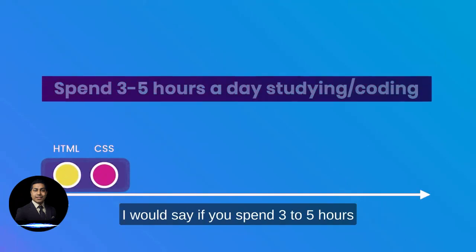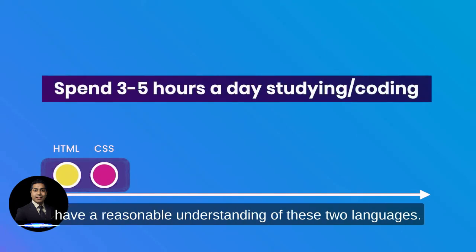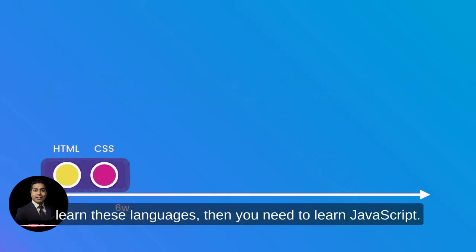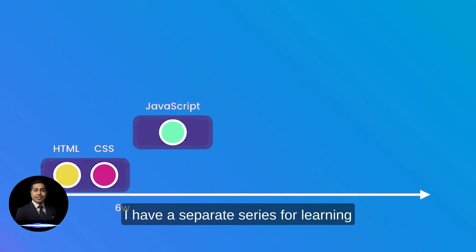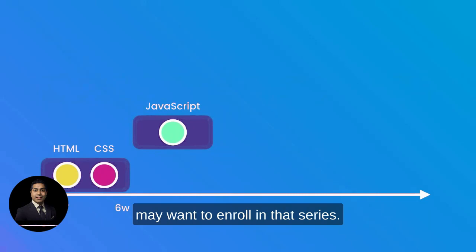I would say if you spend 3 to 5 hours every day studying and coding, you should be able to have a reasonable understanding of these two languages in about a month or a month and a half. Once you learn these languages, you then need to learn JavaScript. I have a separate series for learning JavaScript. So after finishing this series, you may want to enroll in that series.